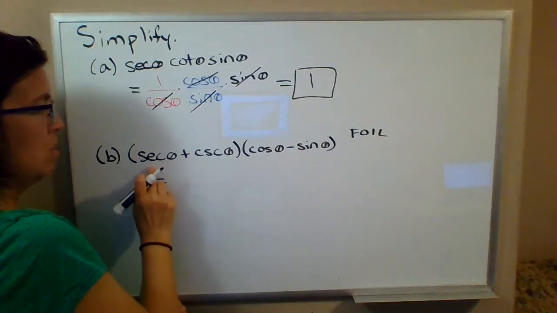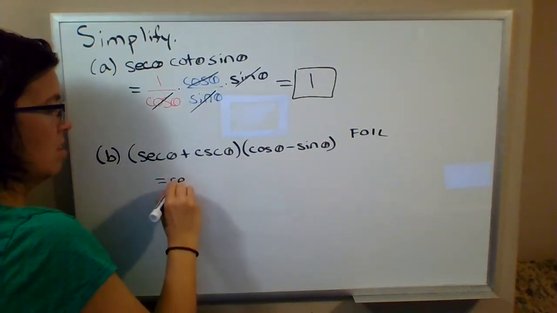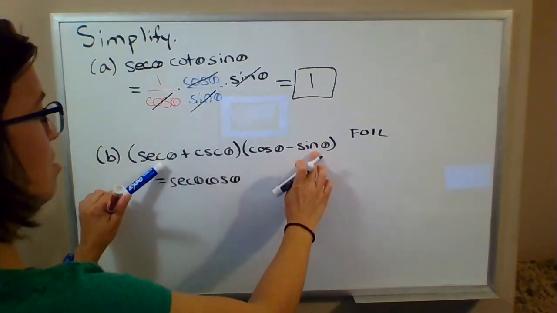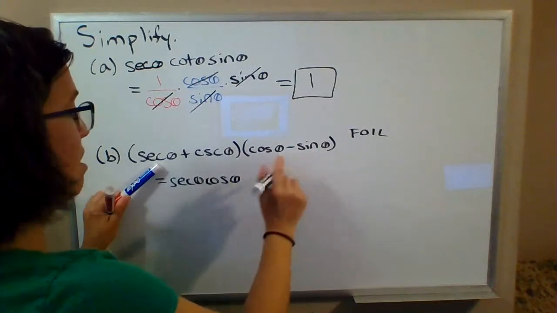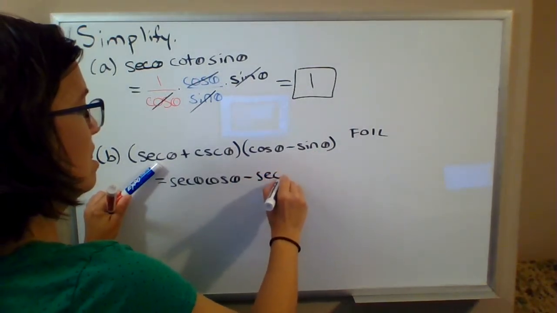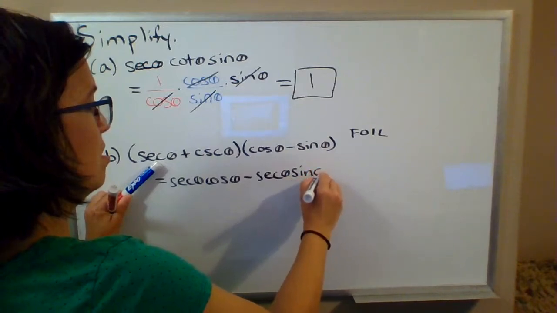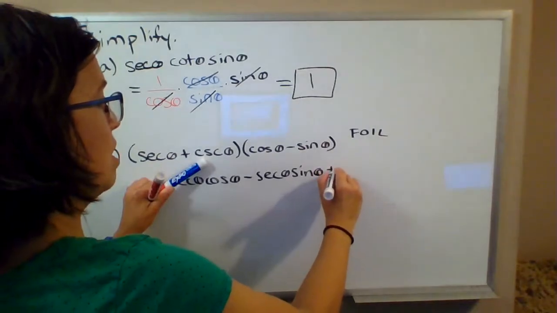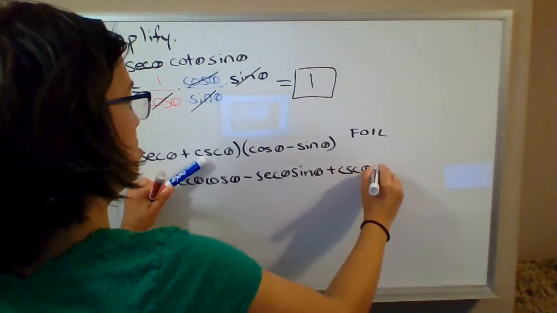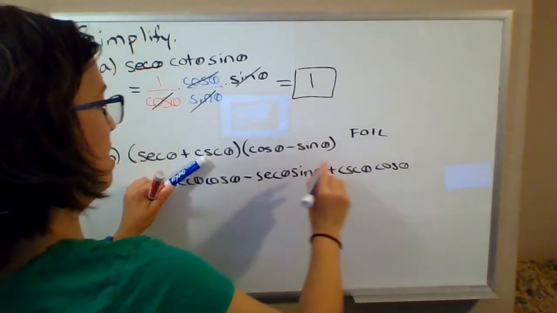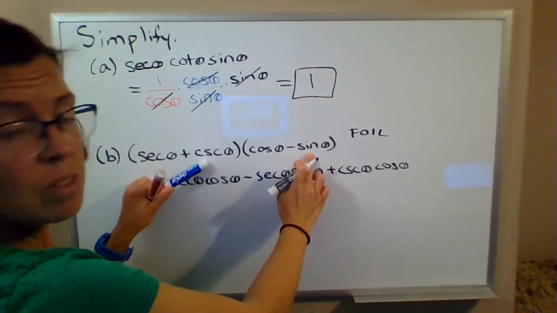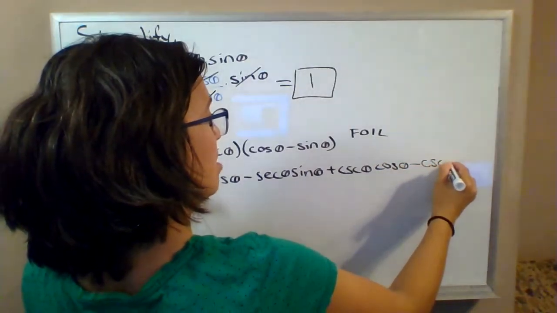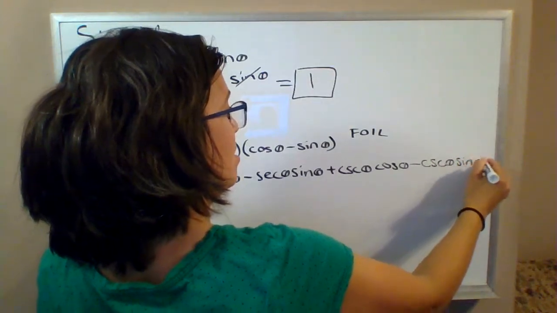And so this is equal to, we could start with secant theta times cosine theta. And then outside, so this is secant theta times negative sine theta. So that's minus secant theta sine theta. Inside, you have cosecant theta times cosine, so I'll just write that positive cosecant times cosine. And then last, cosecant times negative sine, so overall that's negative cosecant theta times sine theta. Okay, that's a lot.